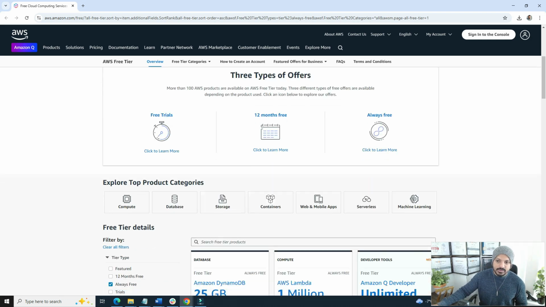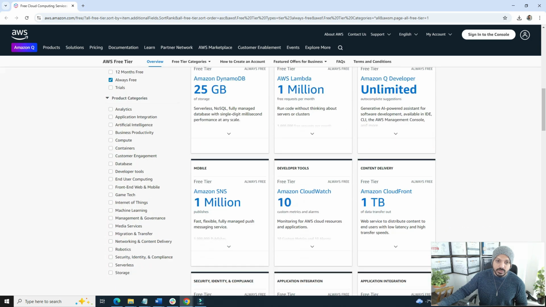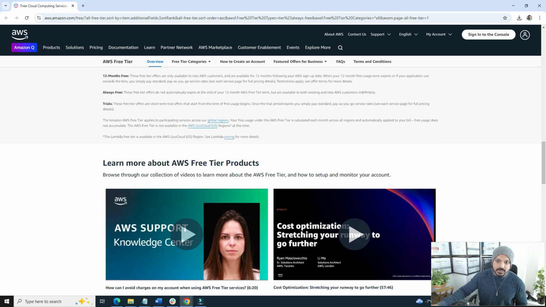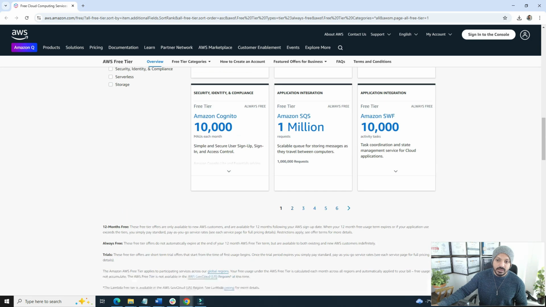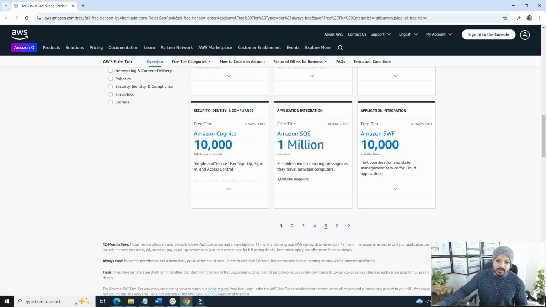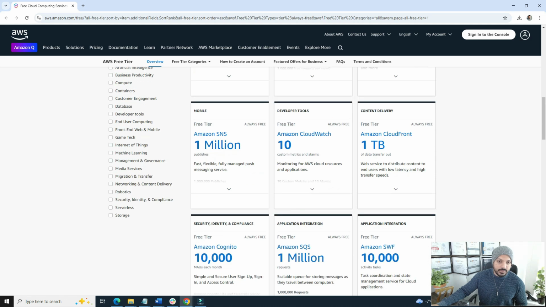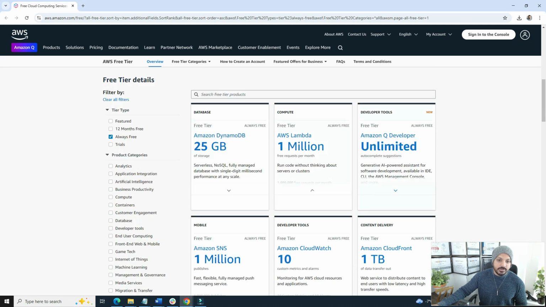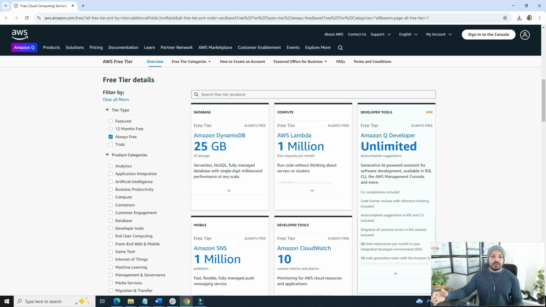So let's try to explore a little bit more of the always free section. Here, if you see, there are tons of services that we are getting as a free tier, and they will be free for us forever. First of all, DynamoDB. DynamoDB is a NoSQL database, and here we're getting 25 GB of storage for free.